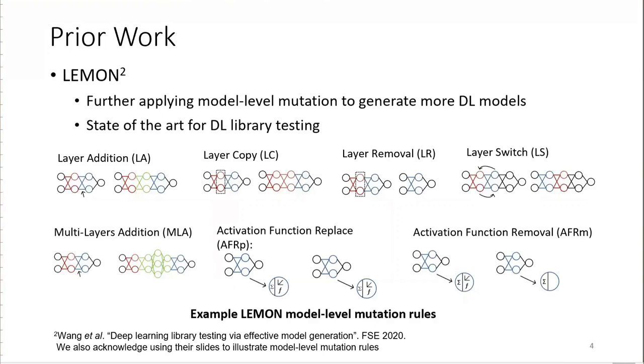Here, we show some of the model-level mutation rules designed by Lemon. Layer addition simply adds a new layer to the original model, and the constraint here is that the input and output tensor shape need to be exactly the same. The third rule, called layer removal, can remove a layer whose input and output tensor shapes are identical. The last 2 rules, activation function replacing or removal, can work because an activation function does not change the shape relations between input and output tensors.